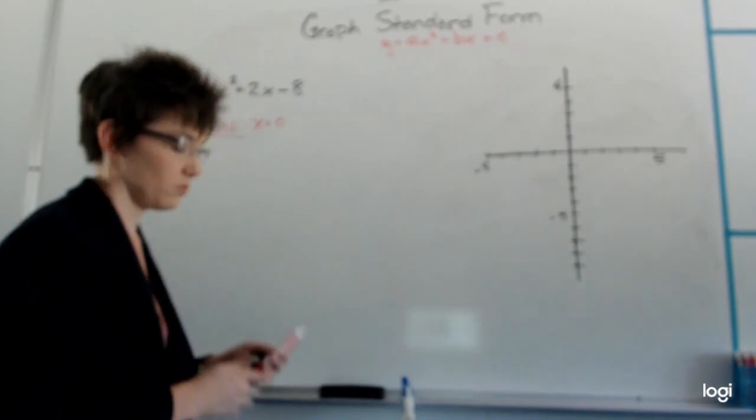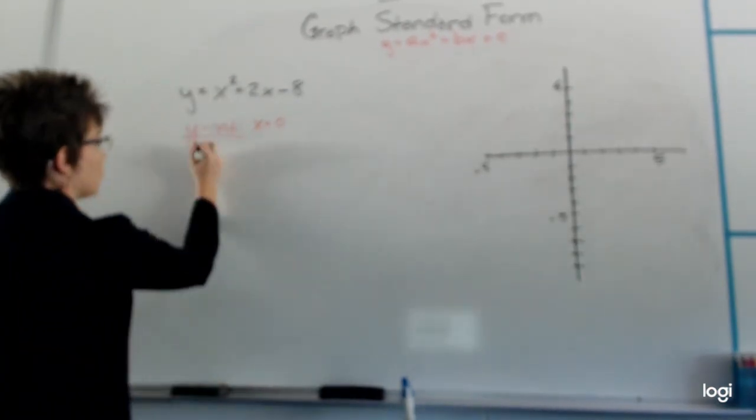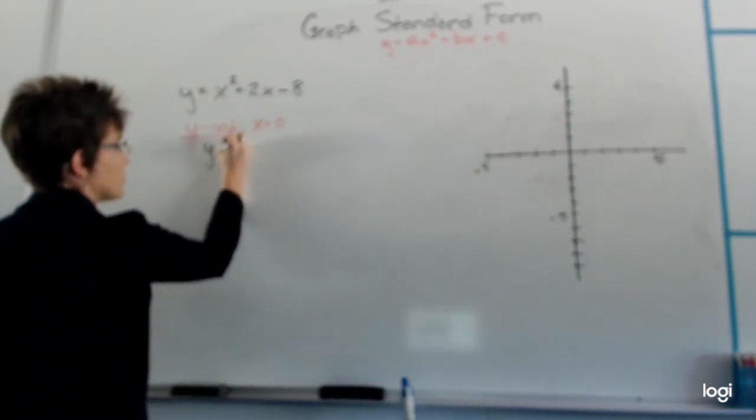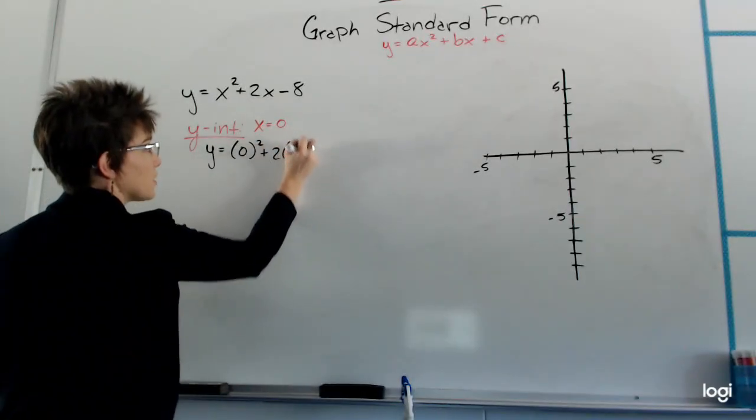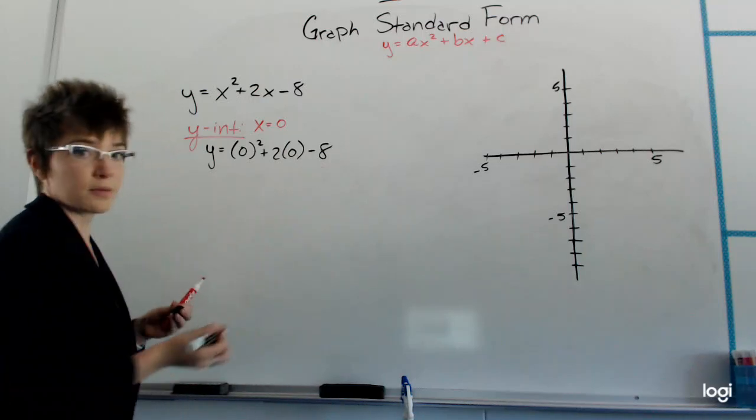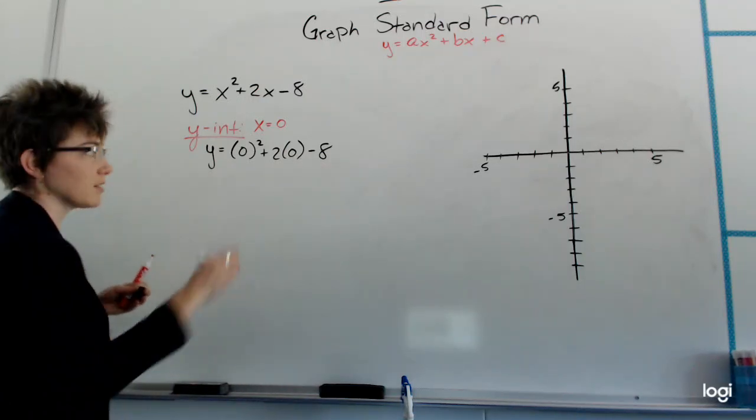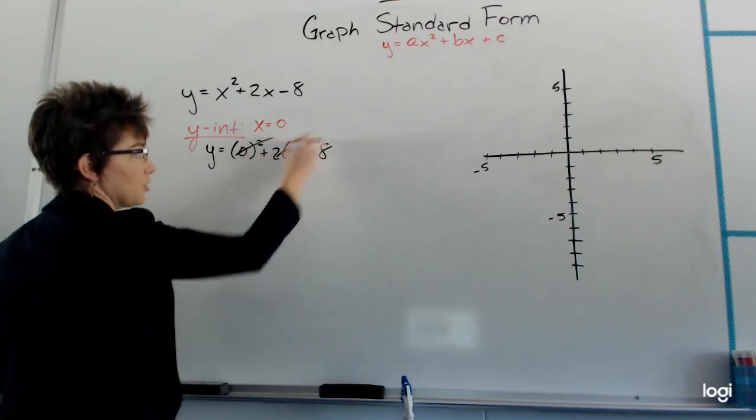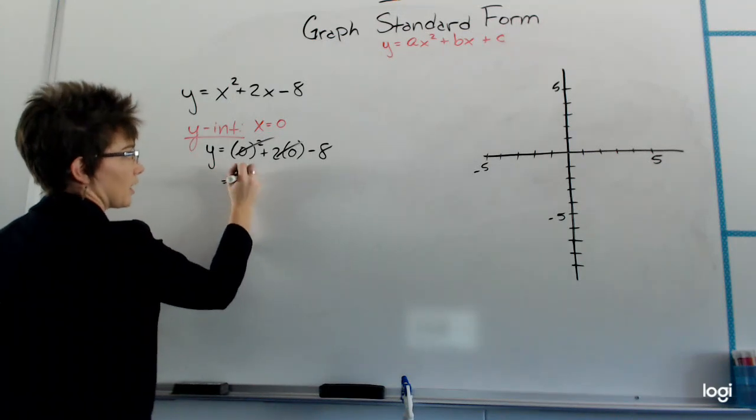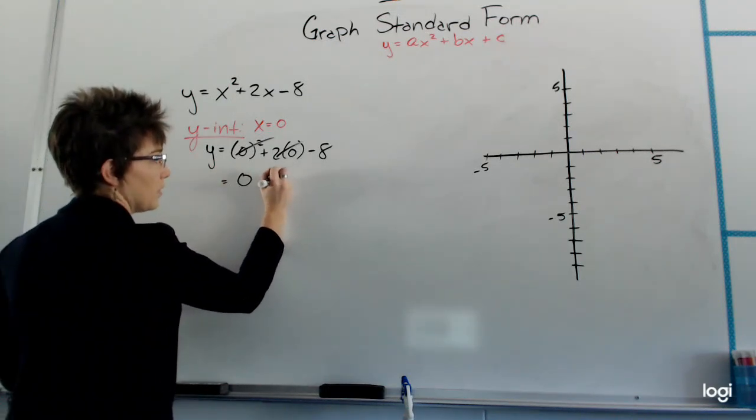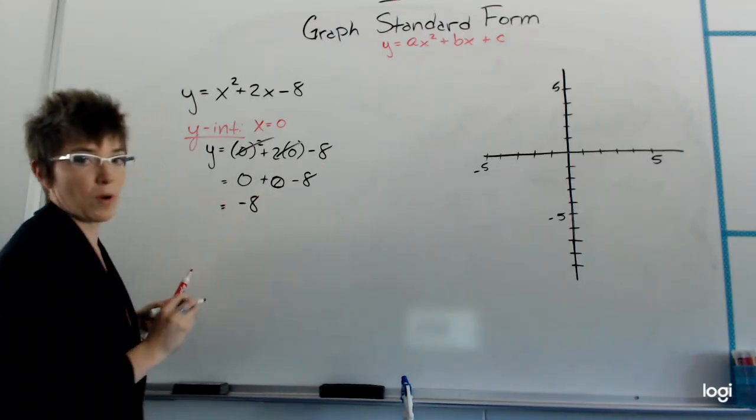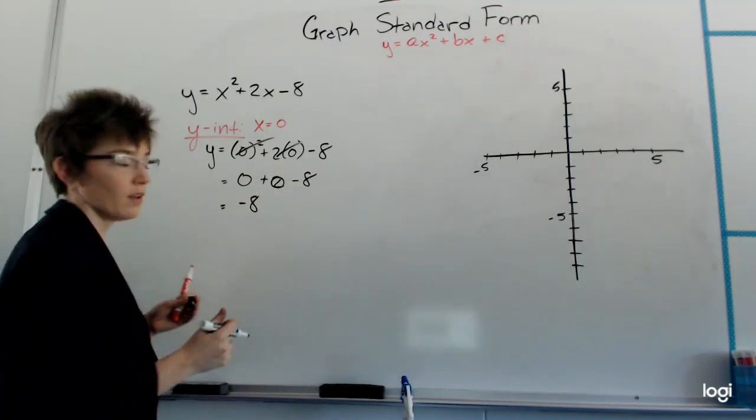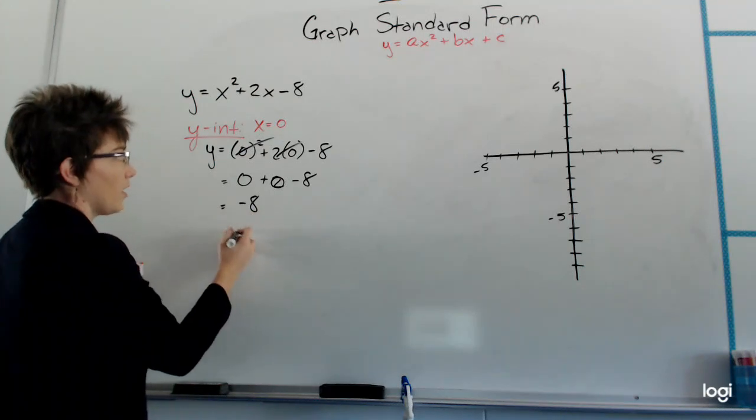All right, so it would look something like y equals 0 squared plus 2 times 0 minus 8. Okay, well, I know that anything that has a 0 in it just essentially drops off. So I get 0 plus 0, or how about 0 minus 8, and that tells me that my y-intercept is just negative 8.